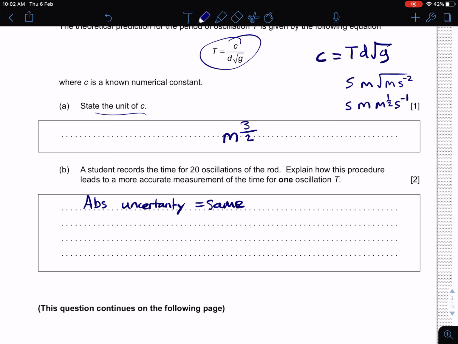So that means the percentage uncertainty is going to be much smaller because the value that you're measuring is bigger. So the percentage uncertainty is smaller. So that's one reason. The other reason is that we're taking an average here if we measure 20, which reduces random error.